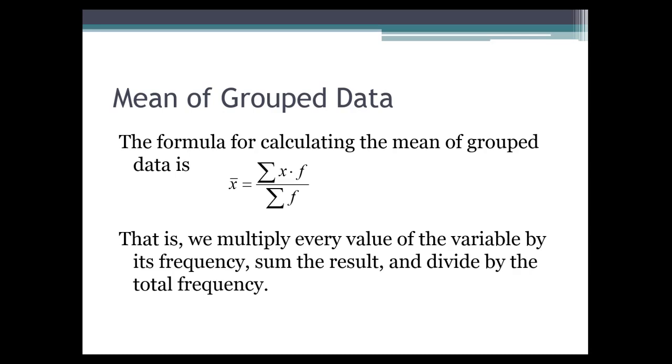So here's the formula. The top of this formula says we're going to take every data point, multiply by its frequency or by its weight, and then take the sum. And the bottom part says we're going to take the sum of the frequencies, and then we're going to divide. So we're going to take every x, so every value in the data set, multiply by its frequency, take the sum, and then divide by the sum of the frequencies.